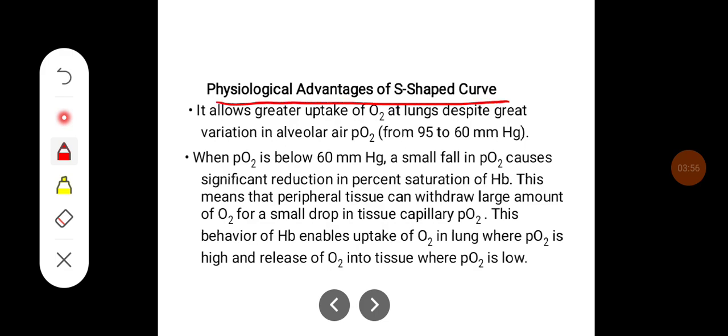Physiological advantages of S-shaped curve. It allows the greater uptake of oxygen at lungs despite great variation in the alveolar PO2, that is from 95 to 60 mmHg.